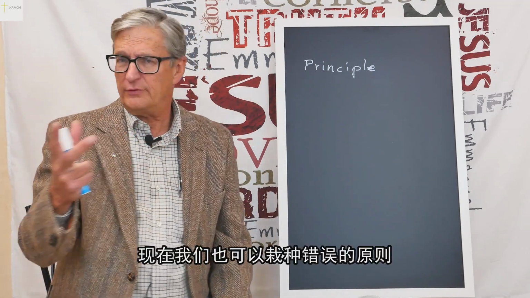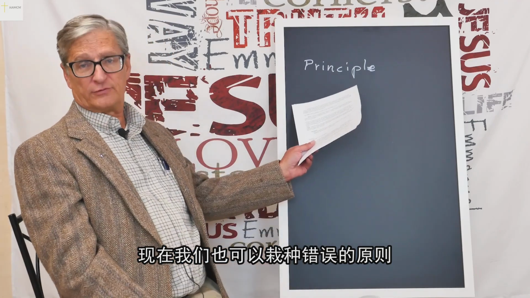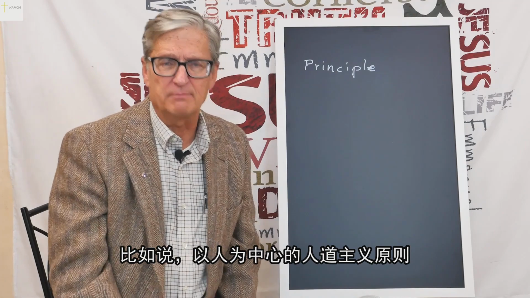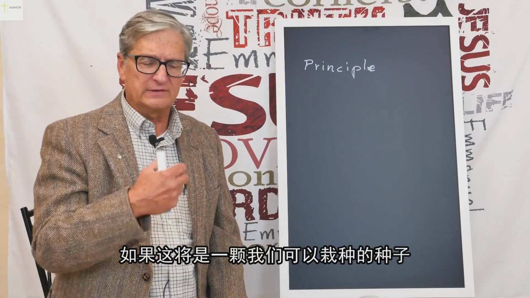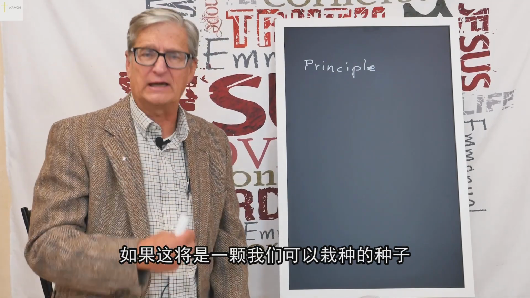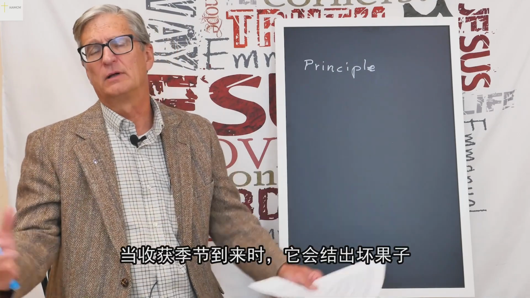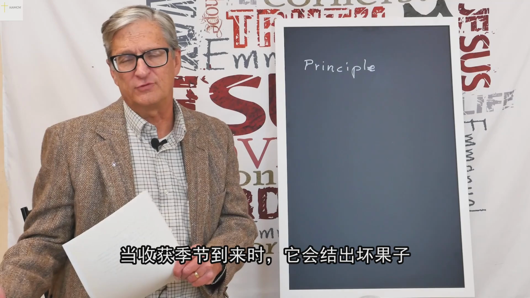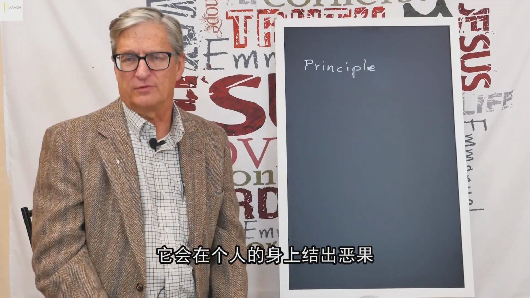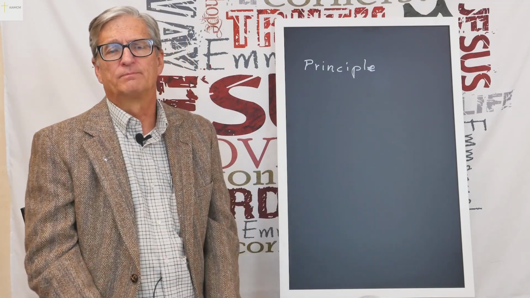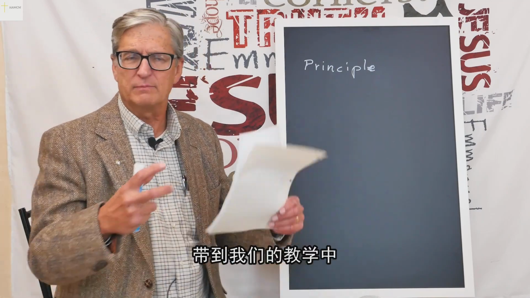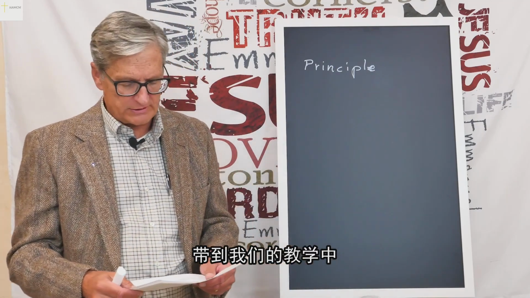Now, we can also plant wrong principles, can't we? A principle, say a humanistic, man-centered principle. That's going to be a seed that we can plant, but it's going to bear bad fruit down the road. When the harvest comes in, that's going to bear some bad fruit in the individual. So we want to give biblical thinking and biblical principles to our teaching.